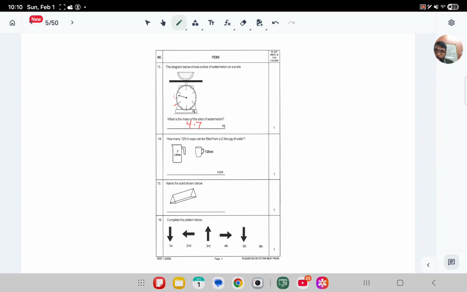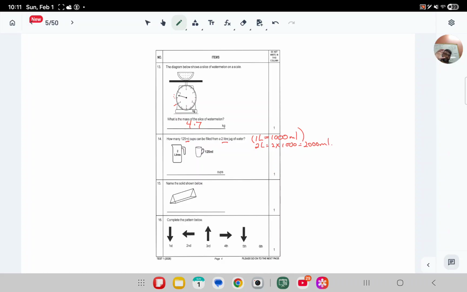Number 14. How many 125 milliliter cups can be filled from a 2 liter jug of water? So to begin with, we have two different units. We have milliliters and we have liters. So we need to always work in the same unit, or like units. Alright. To work in like units, we convert liters to milliliters. So we know that 1 liter is equal to 1000 milliliters. So for 2 liters, it would be 2 by 1000, which would give us 2000 milliliters.